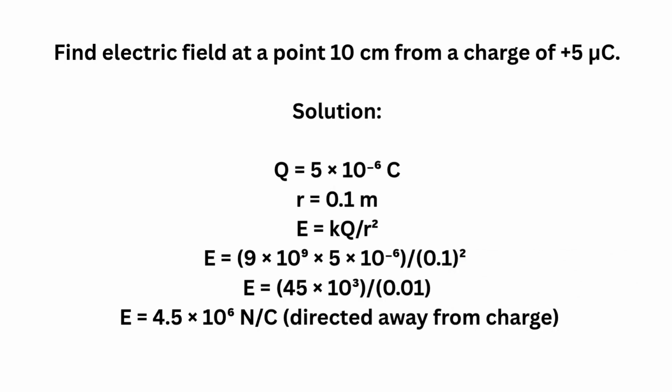A sample problem to find electric field at a point 10 centimeters from a charge of 5 microcoulomb. Using the formula E equals kq by r squared for electric field, the answer comes to 4.5 into 10 raised to 6 Newton per coulomb. The field is directed away from the charge since the value is positive.